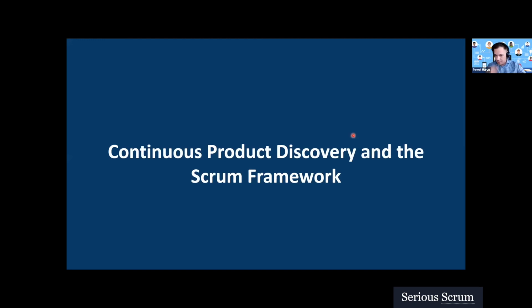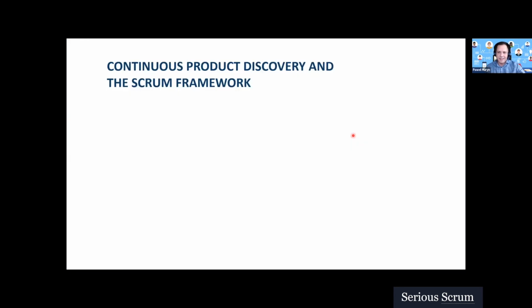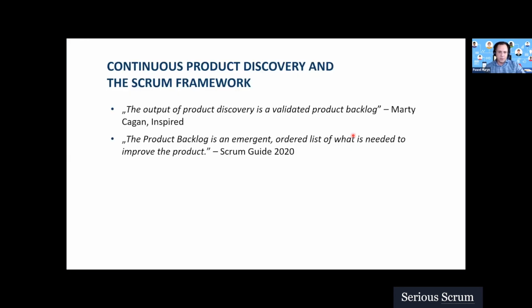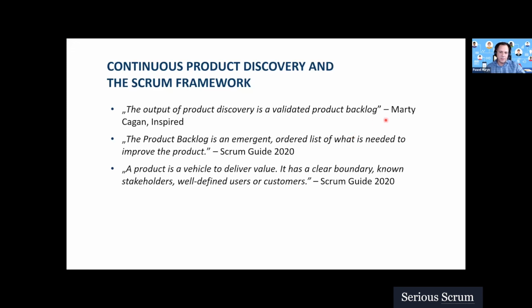So I will be finishing in a moment. Continuous product discovery and the Scrum framework. Let me show you 3 quotes. One is from Marty Cagan, Inspired, that the output of the product discovery is a validated product backlog. So it suggests that before product discovery, we do not have validated items that we can place into the product backlog. Another quote is from the Scrum Guide that the product backlog is a list of what is needed to improve the product.